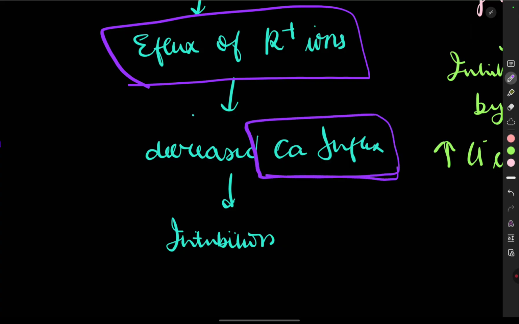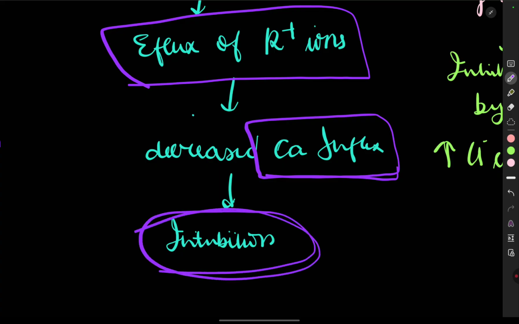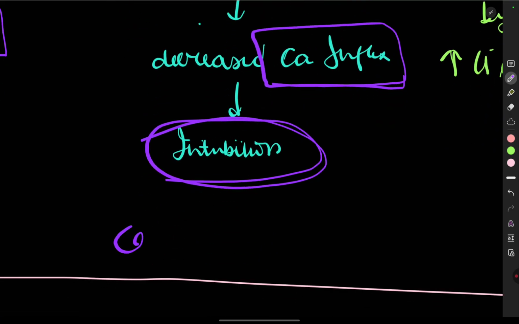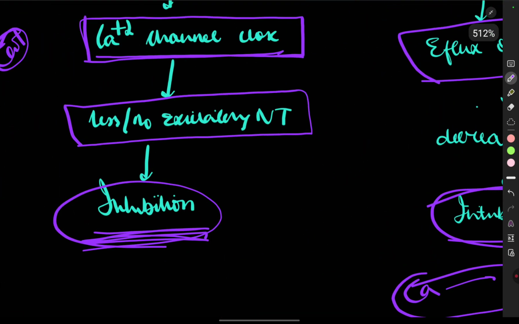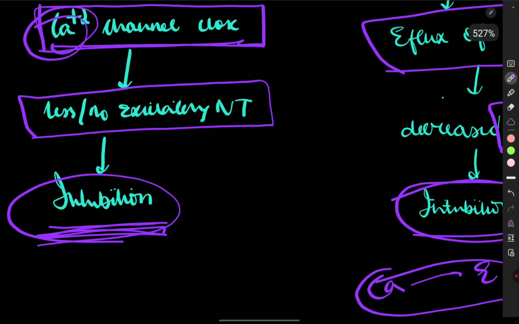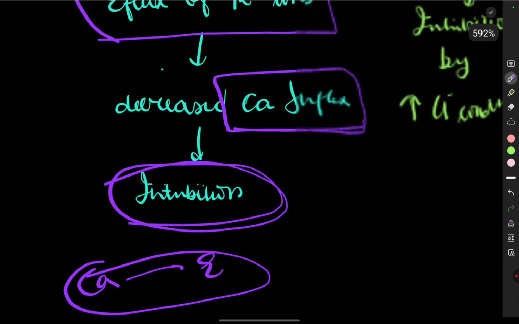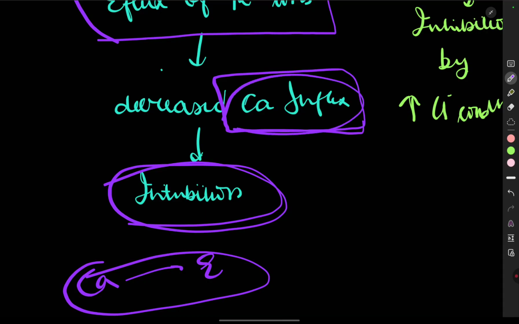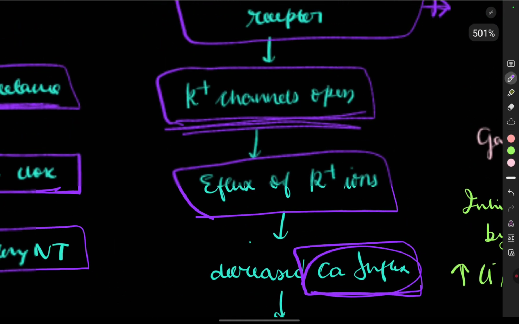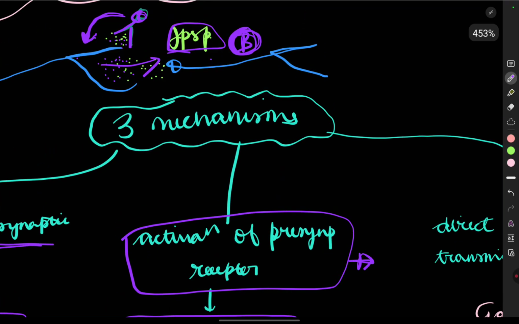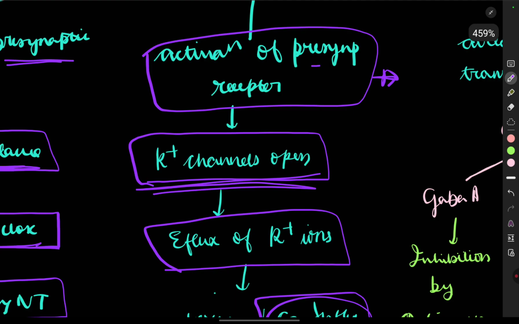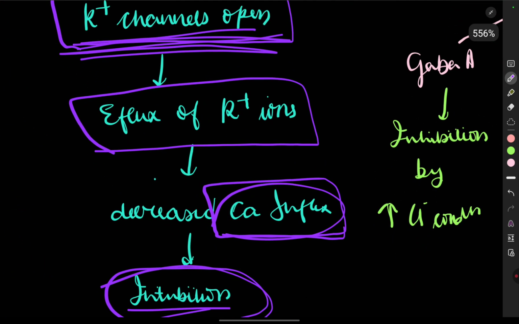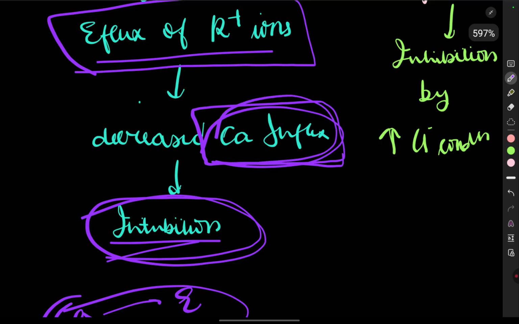If there is no calcium ion influx, then know that inhibition takes place. Calcium ion is directly linked to excitation. Here also the influx of calcium was reduced or was not taking place, so it is inhibition. Whatever the mechanism, the calcium ion must not get influx. So these are the mechanisms. Activation occurs, the potassium channels open, efflux takes place, due to which calcium ion influx will be decreased and inhibition occurs.